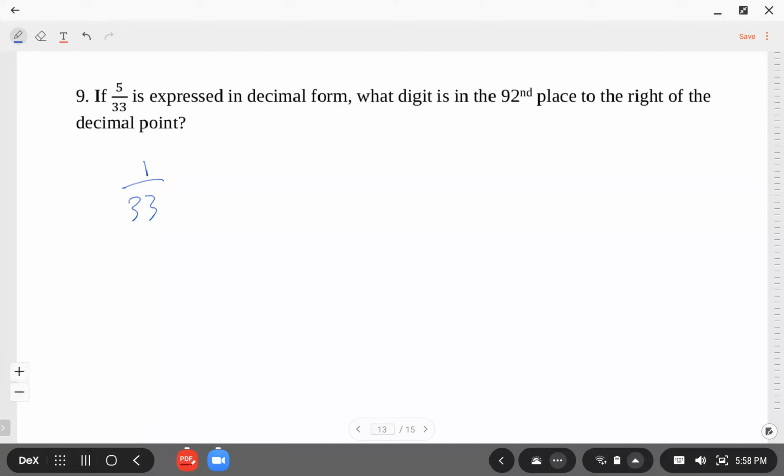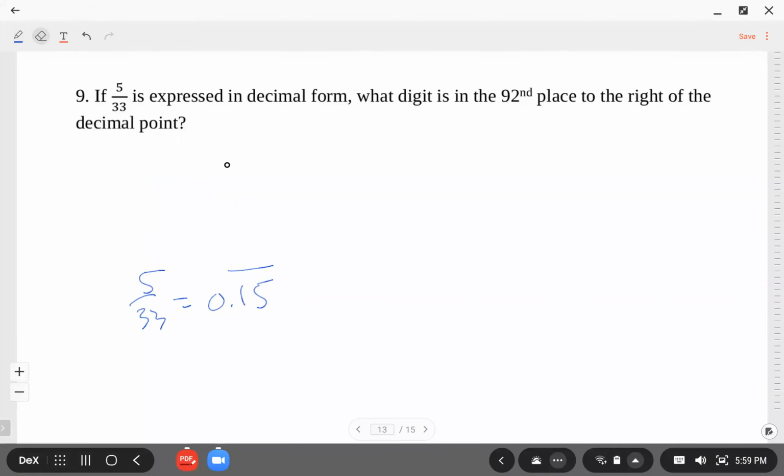So let's look at something that we know. 1 over 11. We know that, right? That's a very easy decimal. It's going to be equal to 0.09 repeating. And since 33 is 11 times 3, 1 over 33 is that divided by 3, so 1 over 33 is going to be 0.03 repeating. Okay? And then we just multiply that by 5, because 5 over 33 equals 0.15 repeating.